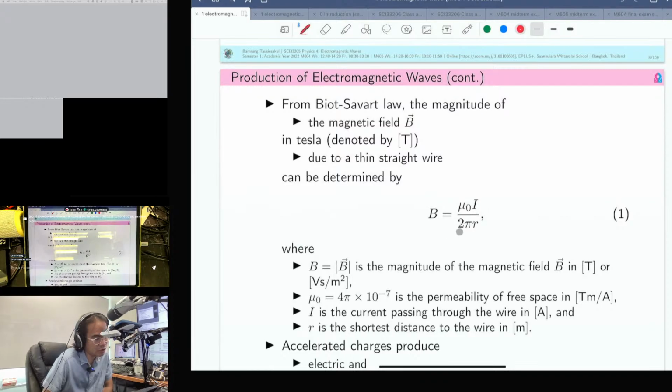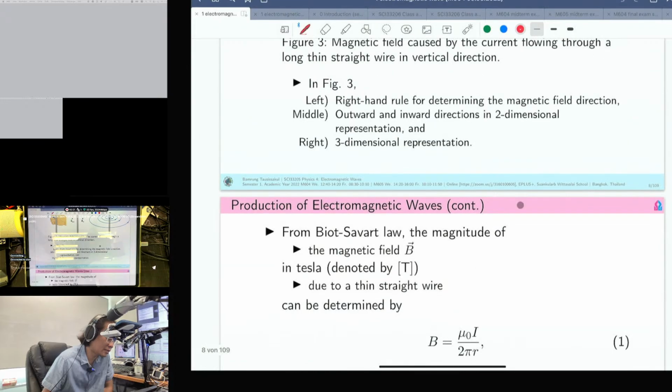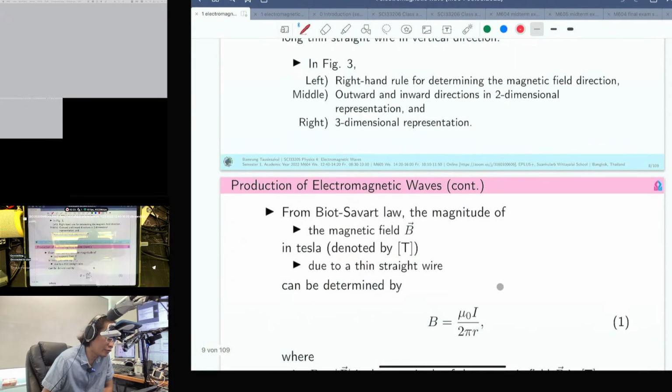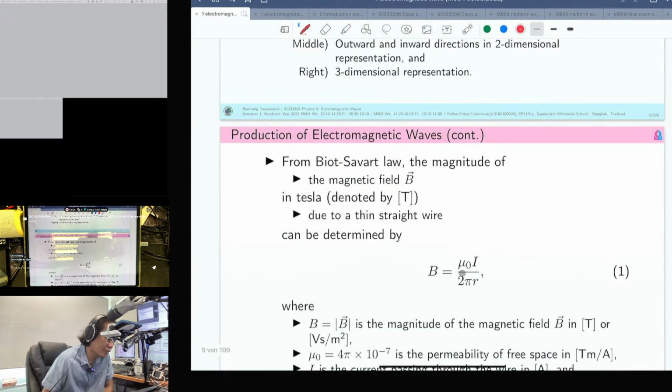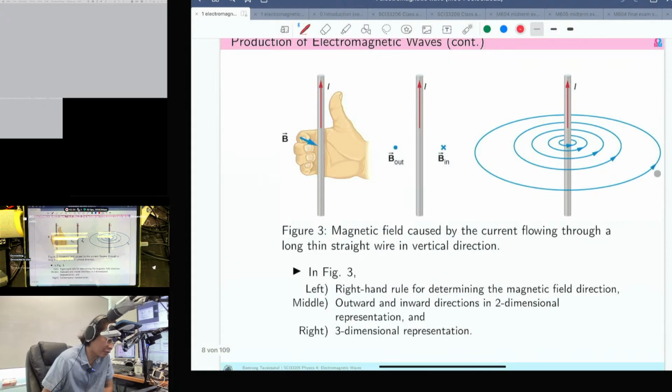It depends also on 2 pi. Okay, 2 pi means the circumference of a circle, right? And it's not the area. It's the circumference. And of course, in any experiment in science, we would need the constant, right? Because you know that the magnetic field is inversely proportional to the distance. When you are far, you will get weaker magnetic field.